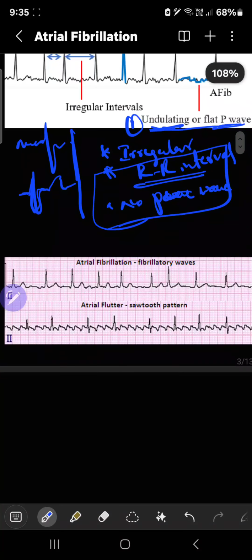You also have to know about atrial fibrillation and atrial flutter. The difference between atrial fibrillation and flutter is that in fibrillation there are no P waves and irregular RR intervals, and in atrial flutter you will see multiple P waves, which form a sawtooth pattern. Whenever you see this sawtooth pattern, that is called atrial flutter.